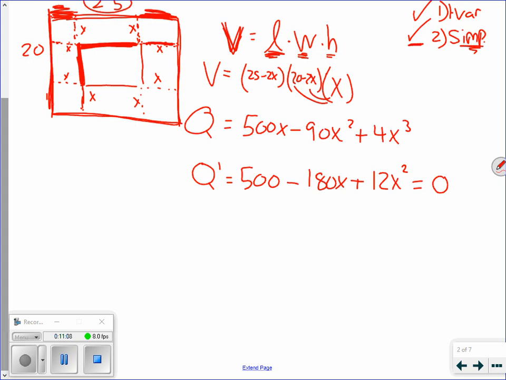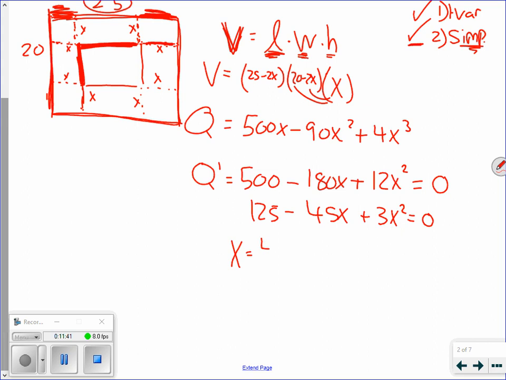All right, well, it looks like this is divisible by 4. We can divide everything by 4. We get 125 minus 45x plus 3x squared equals 0. And I'll go ahead and save you a little bit of stress here. I don't think there are any factors that make this factor nicely. So in this case, I'm going to use the quadratic equation.